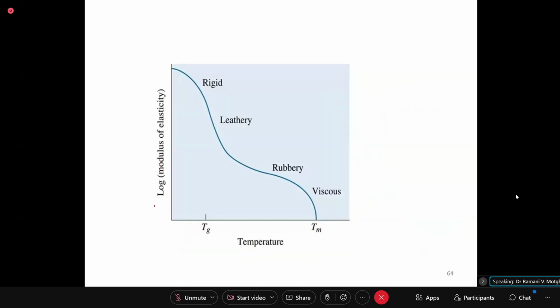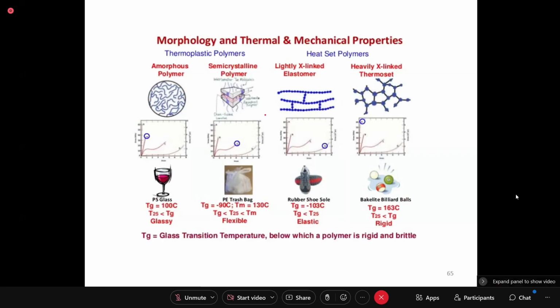So this is the log of modulus of elasticity versus temperature. You find that this is the rigid part, then this is the leathery part, the rubbery part where a long necking is there, and then this is the viscous part. So morphology and thermal mechanical properties of polymers are shown here. All your hard and brittle polymers will be showing something like this. There is no breaking.